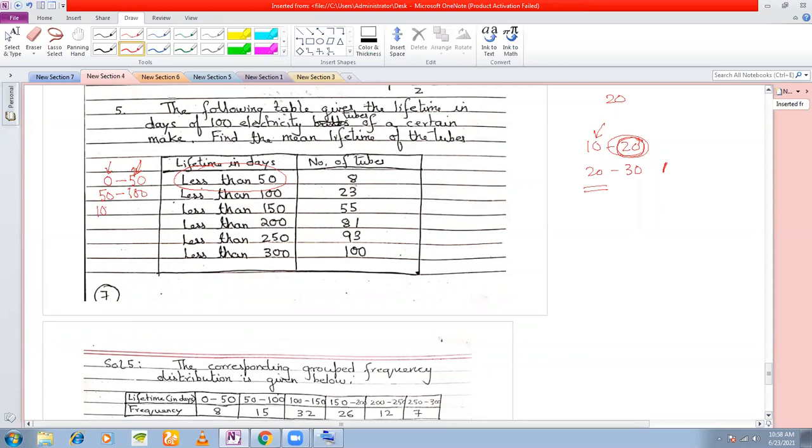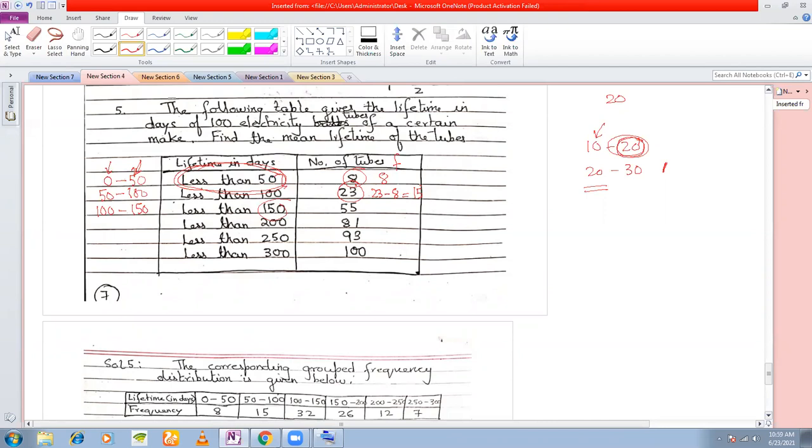Okay. And then you have 100 to 150. You make all this, but the only problem is, see, less than 50, how many tubes are there? Less than 50, 8 tubes are there. So this is okay. Frequency will be 8. But less than 100 will include those that are less than 50 also. So this should be 23 minus 8, the corresponding frequency, right? Which is 15.